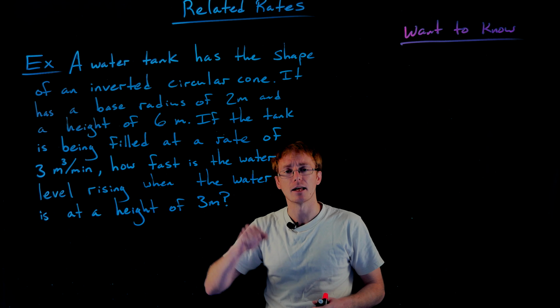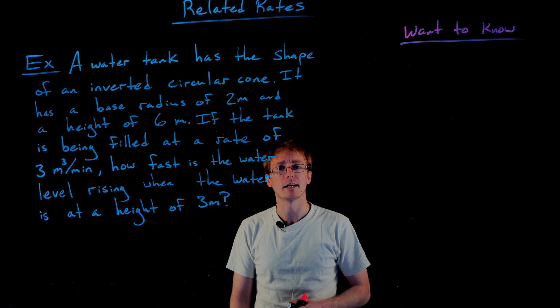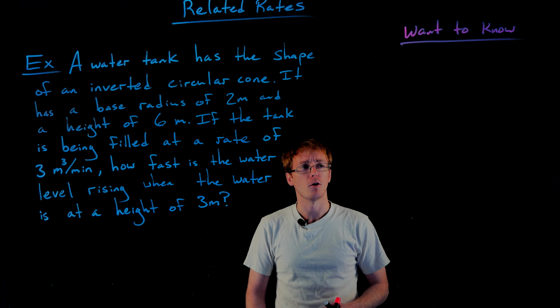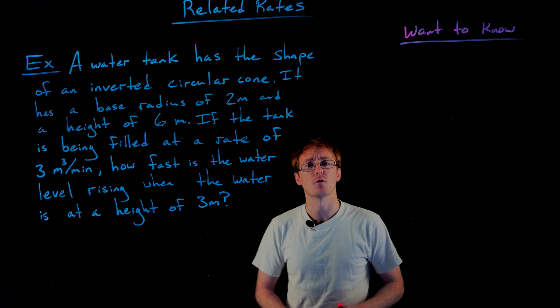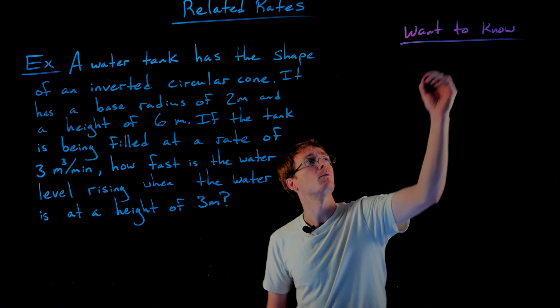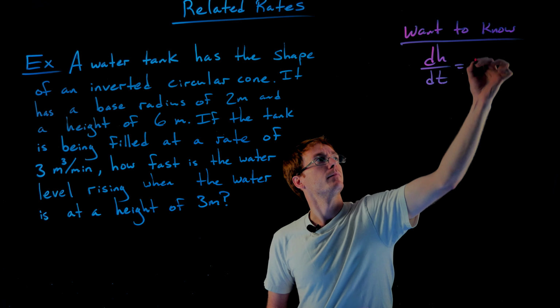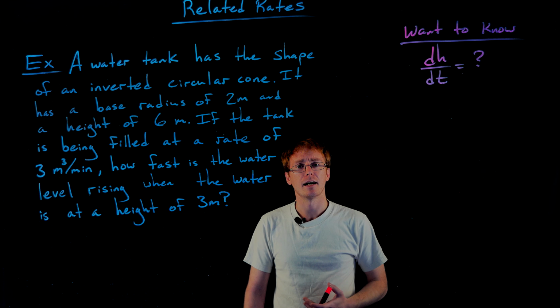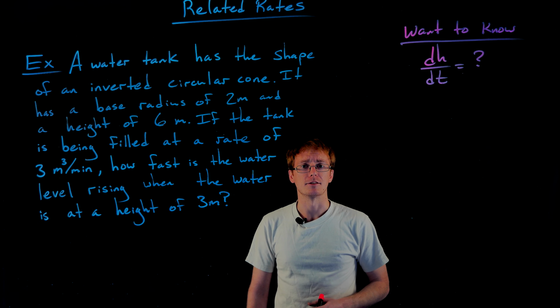That last sentence is telling us what we're looking for. It says, how fast is the water level rising? So we're trying to find the rate of change of the water level. If we let H describe the height of the water inside the tank, then what we want to know is dH/dt. The derivative of the height of the water in the tank with respect to time is going to tell us how fast the water level is rising.